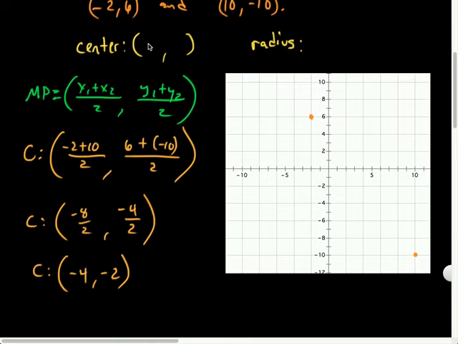Voila. So if you want, you don't have to write it up there. I just like to write down what clues we're looking for.